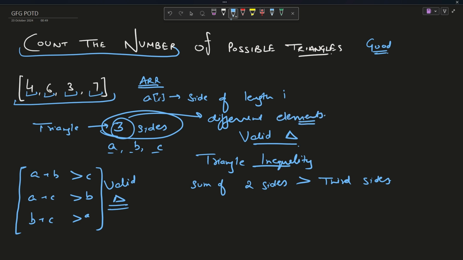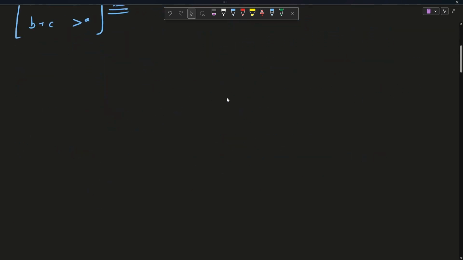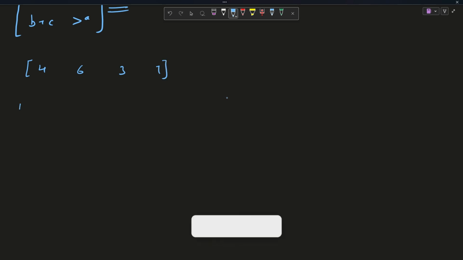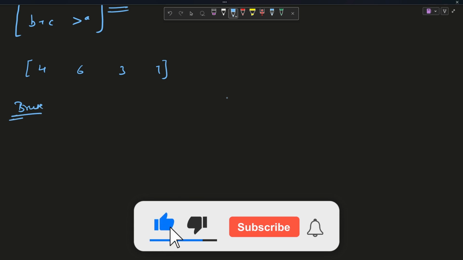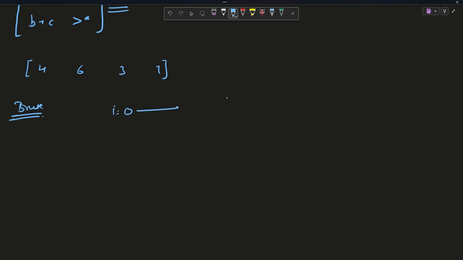How do we do that? That means I have to form all the triplets of an array, right? Okay, that means if my array is 4, 6, 3, 7, I have to form all the triplets. What is the brute force approach? The brute force approach says I will go from 0 to n minus 1, n being the size of the array. J will go from I plus 1 to n minus 1. K will go from J plus 1 to n minus 1.